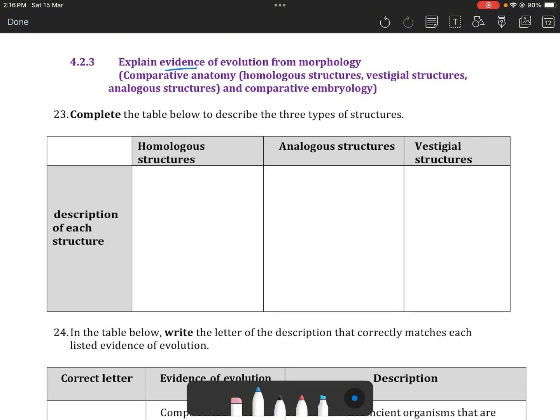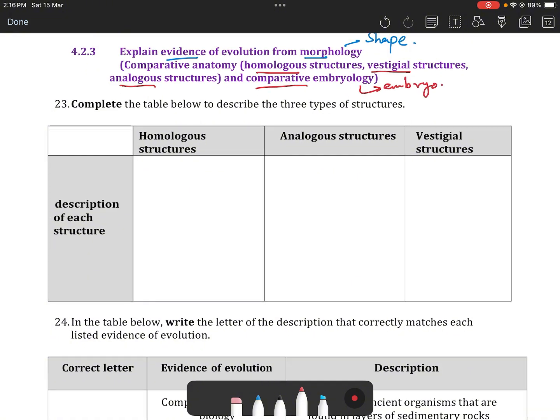Explain evidences of evolution from morphology. What is morphology? Morphology is the study of shape. So when you study the shape of the organisms, how they look like, this is called morphology. And here we have homologous structures, vestigial structures, analogous structures, and comparative embryology when you compare the embryo of different organisms.